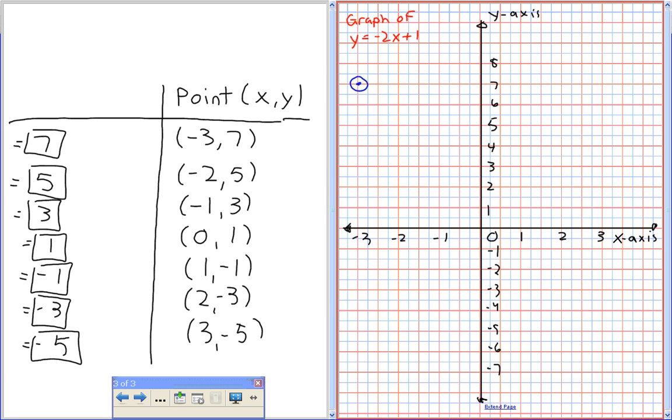Quinn, where's the next point going to be? (-2, 5). Okay, which is going to be where? Yeah, 2 to the left, and then 5 up will be up here.